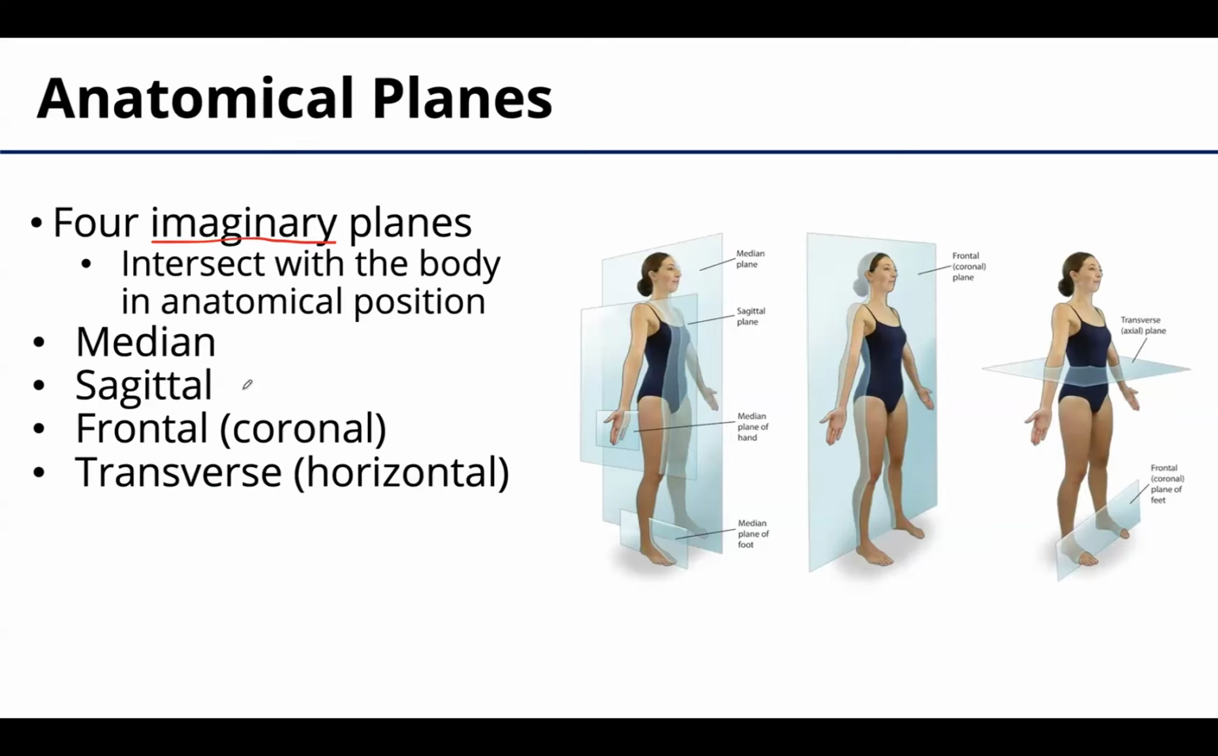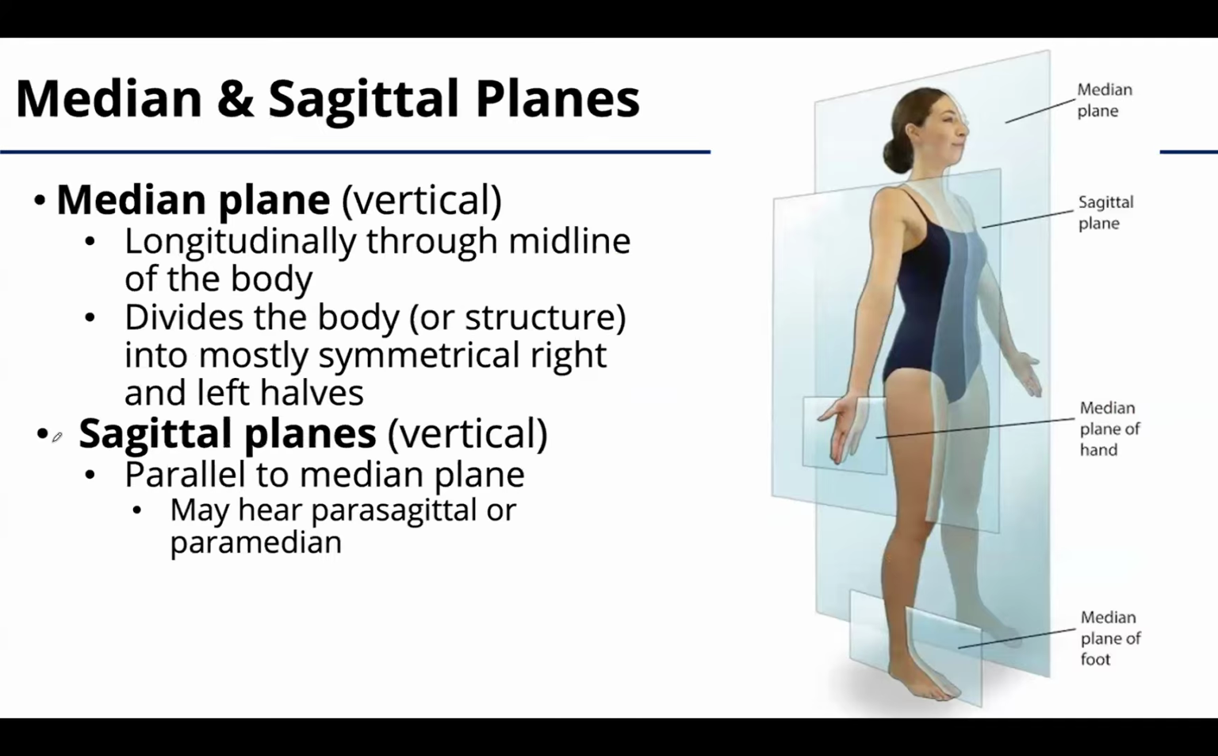The four main types of planes are the median, the sagittal, the frontal or the coronal, you'll hear either, as well as the transverse or horizontal plane. So let's talk about each one of these. And we'll start with the median plane because this is typically the one that's easiest to conceptualize.